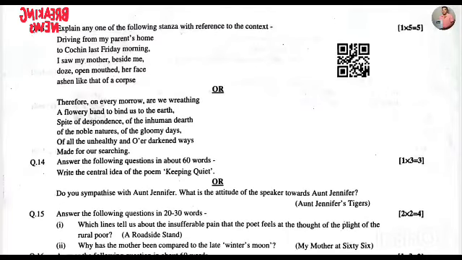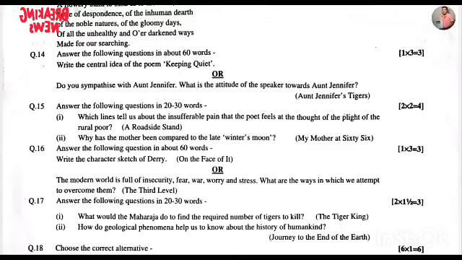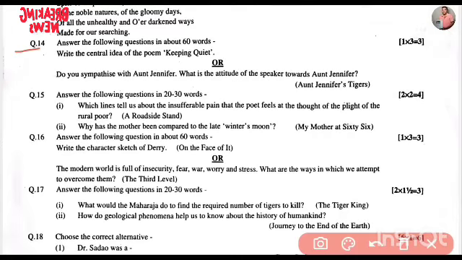And question number 13 is given to you that explain any one of the following stanza with reference to the context. So look here, there are 2 poetry questions and you have to make a question out of both. Question number 14 is also a question from your book. Answer the following question in about 60 words. You have to answer in 60 words. Or there is a question in either, so you have to make 1 question out of the 2.